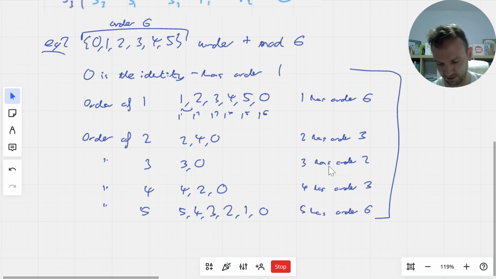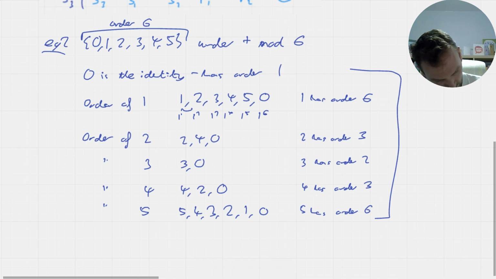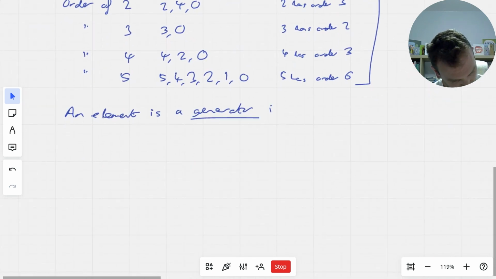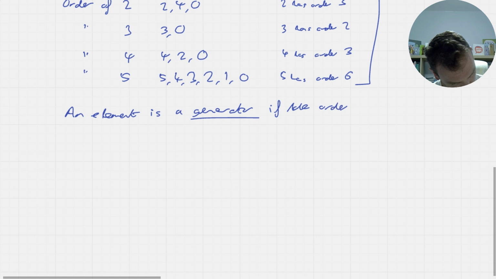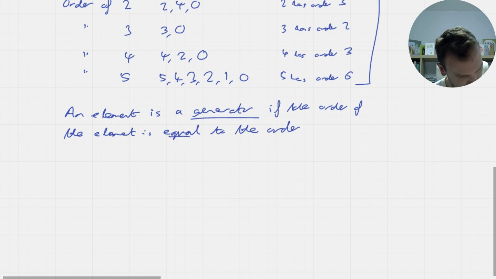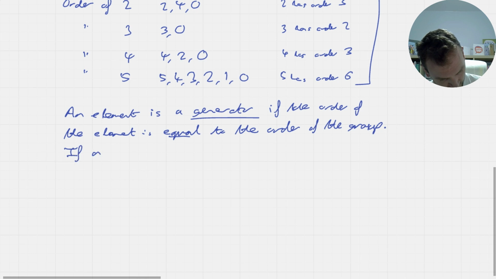So these are two definitions we want to know. An element is a generator if the order of the element is equal to the order of the group. And if we have any element like that, then we're going to say the group is cyclic. So if a group has a generator, it is cyclic.